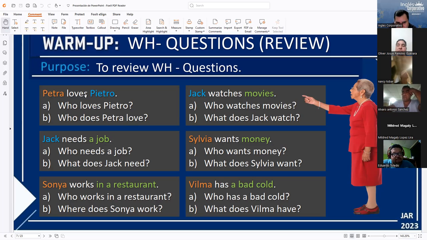Okay, then the next one is similar. Jack needs a job. We don't know Jack. So who needs a job? And then we say Jack does. What does Jack need? A job. Sonia works in a restaurant. Who works in a restaurant? Sonia does. Where does Sonia work? She works in a restaurant.